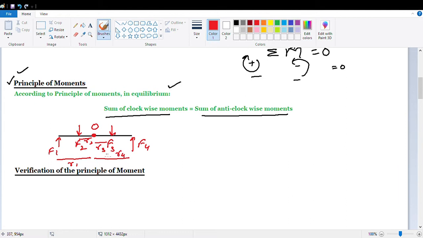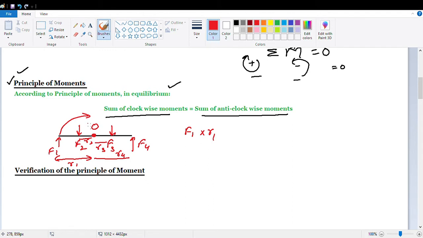So what does this principle of moments say? It says that the sum of clockwise moments, just consider this force F1. When this force is applied, the rod is going to rotate in this manner. That is your clockwise moment. So your clockwise moment will be F1 multiplied by the distance from the pivot, that is R1. This distance is your R1. So F1 multiplied by R1.